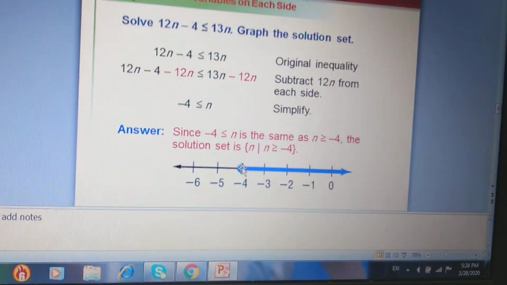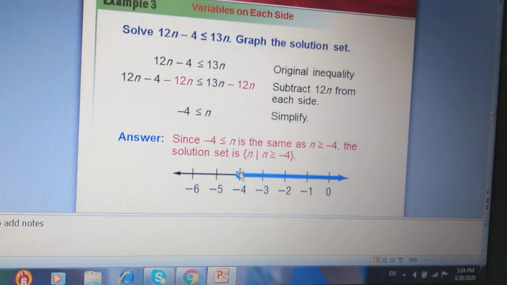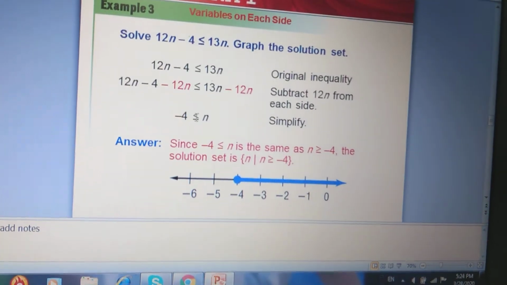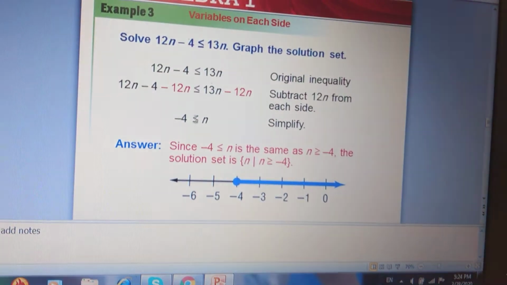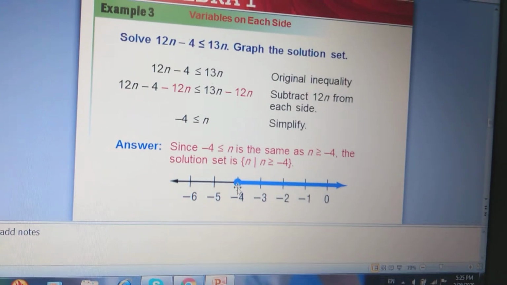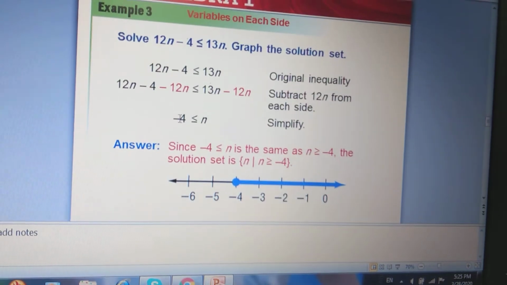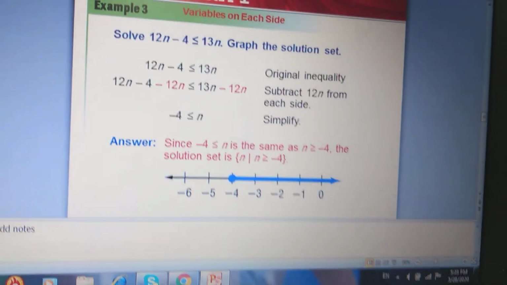Here I put a solid circle over negative 4, and I tell you why. Because you have here less or equal or more or equal. I don't care, less or equal, more or equal, the same. When you have equal, the circle must be solid. And because n is more or equal negative 4, the arrow goes to the right.